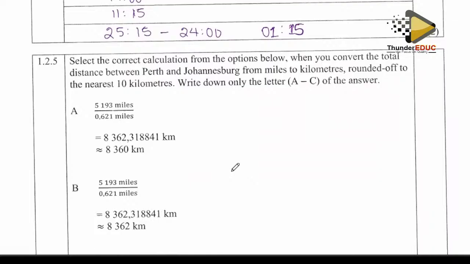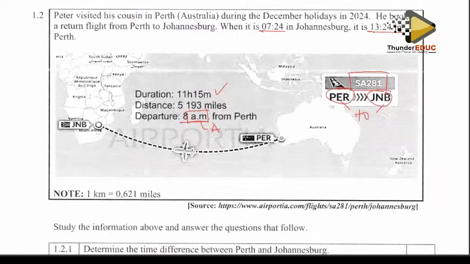All right, they're telling us in 1.2.5, select the correct calculation from the options below. When you convert the total distance between Perth and Johannesburg from miles to kilometers, round off to the nearest 10 kilometers. In other words, you're changing miles to kilometers. Okay, we shall look at the scenario that we have here. The distance they're telling us is 5,193 miles, and it's already given to you.